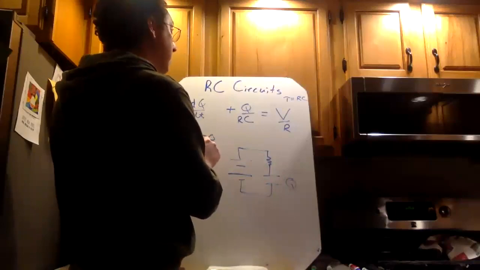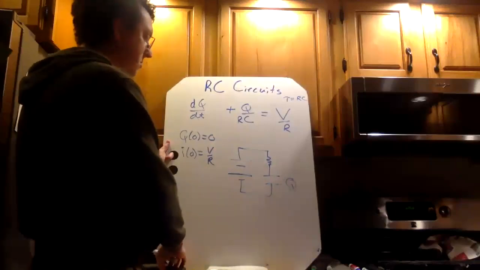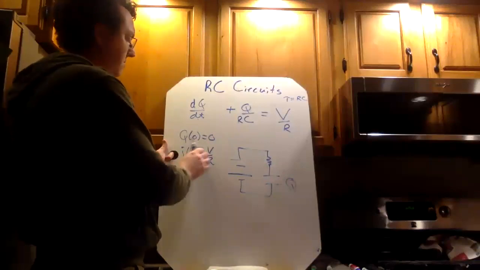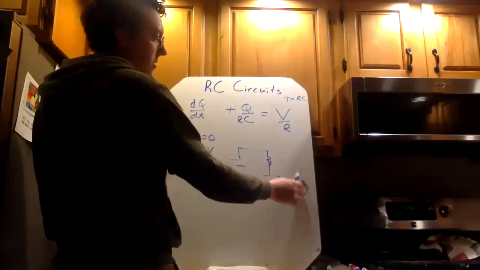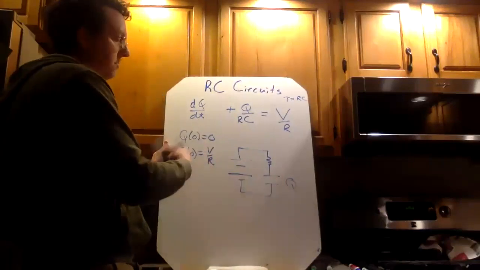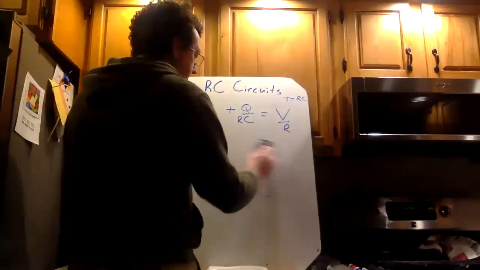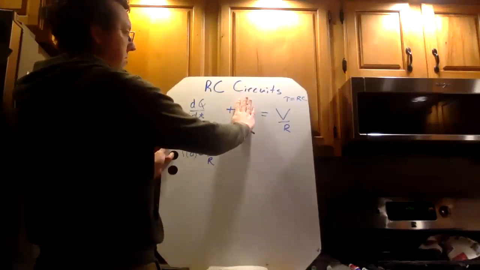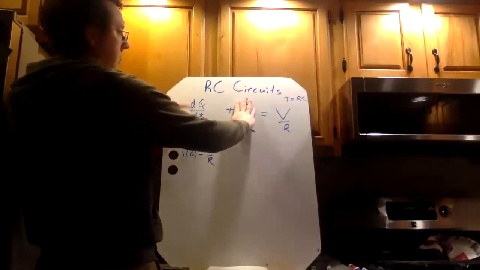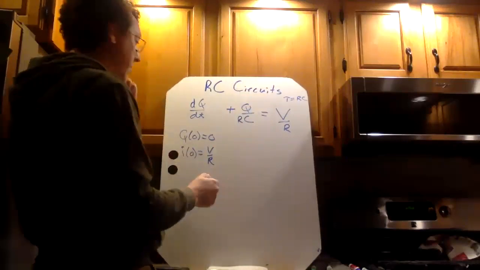V equals IR, so I is V over R. Sorry, when I said this was 0 before, that was before you throw the switch. After you throw the switch, the charge stays 0 just for a split second, but the current is pretty much immediately turned on. That's compatible with my differential equation, because if the charge on the capacitor is 0 at the beginning, then I is V divided by R.